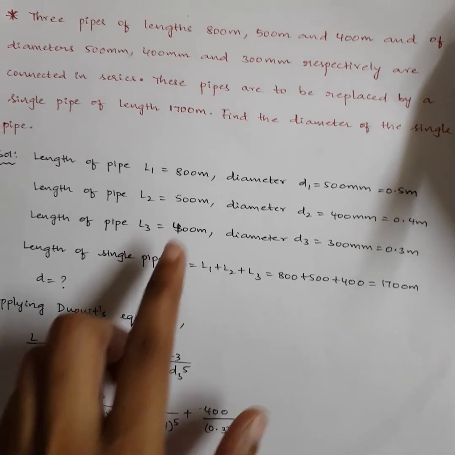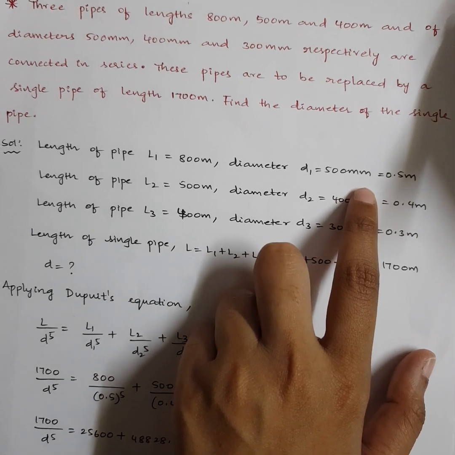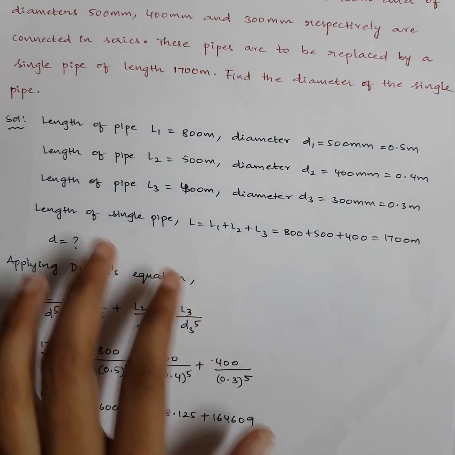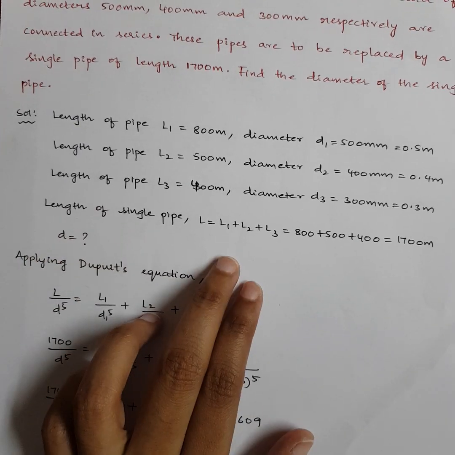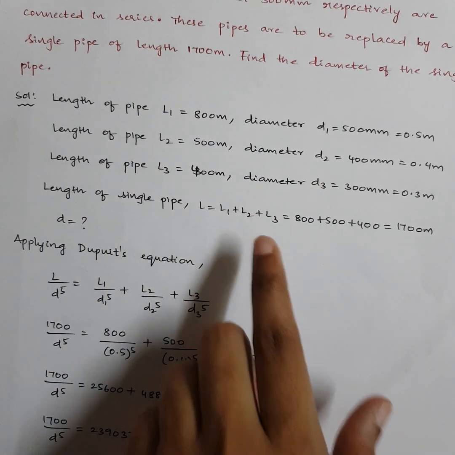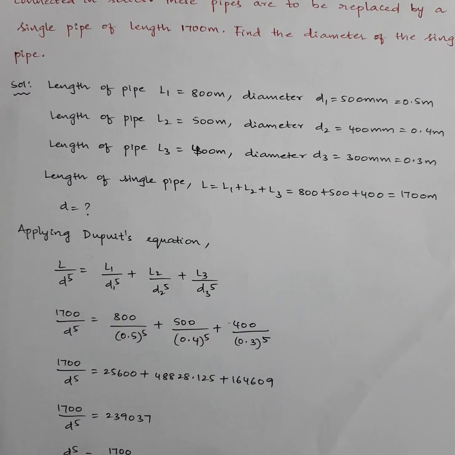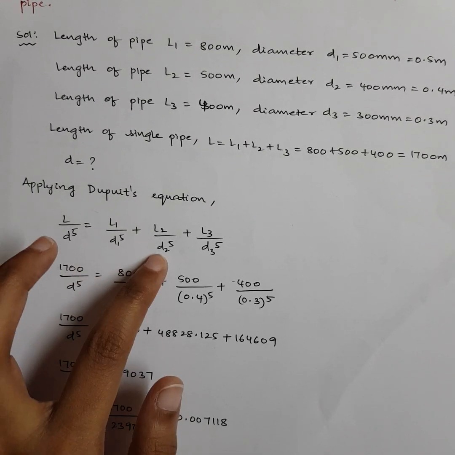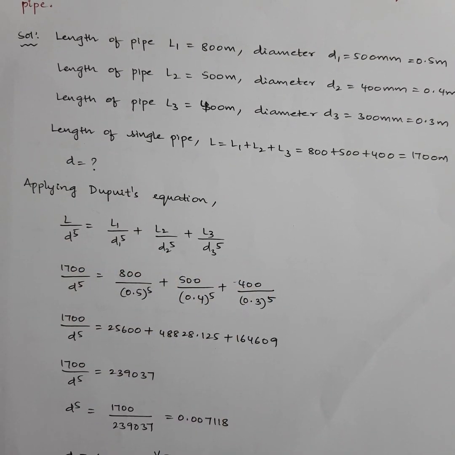So this is the given data, L1, D1. Diameters are given in mm, so please convert them into meters: 0.5, 0.4, 0.3. I already told you the length of the single pipe L is equal to L1 plus L2 plus L3. It's 1700, it's already given. If it's not given, you just add them. We don't know the value of d. Let's apply Dupuit's equation. L by d power 5 equal to L1 by d1 power 5 plus L2 by d2 power 5 plus L3 by d3 power 5.